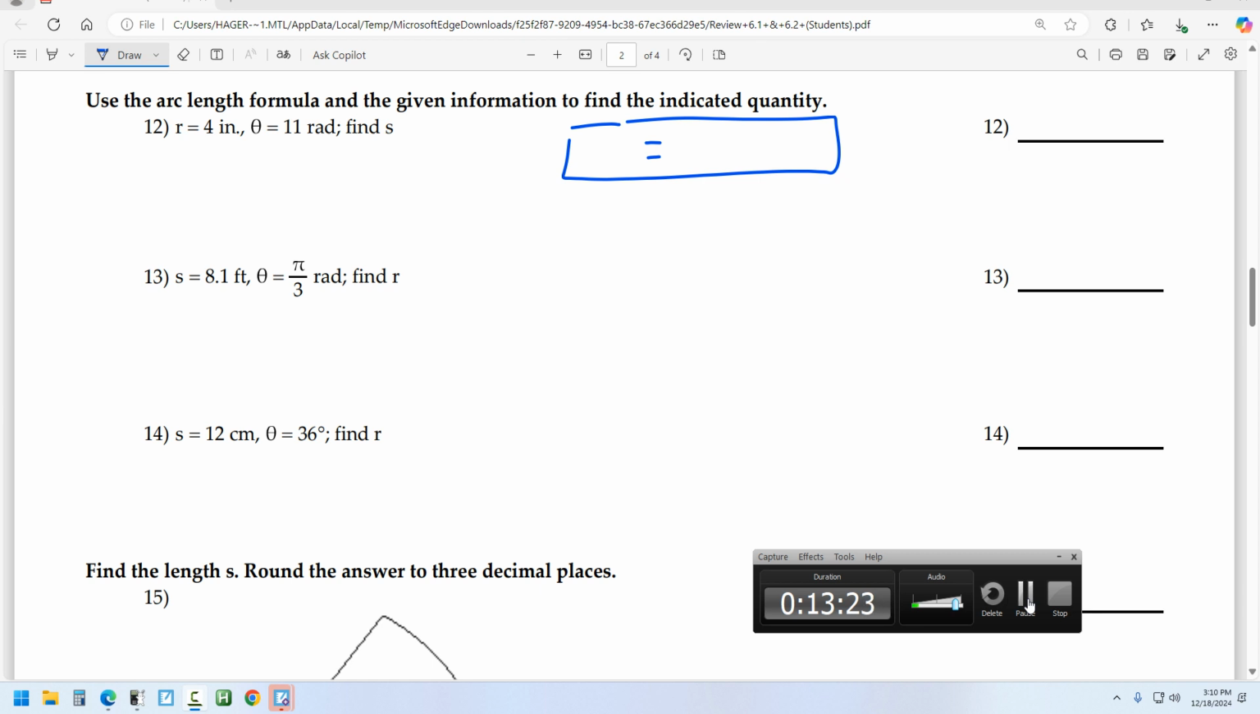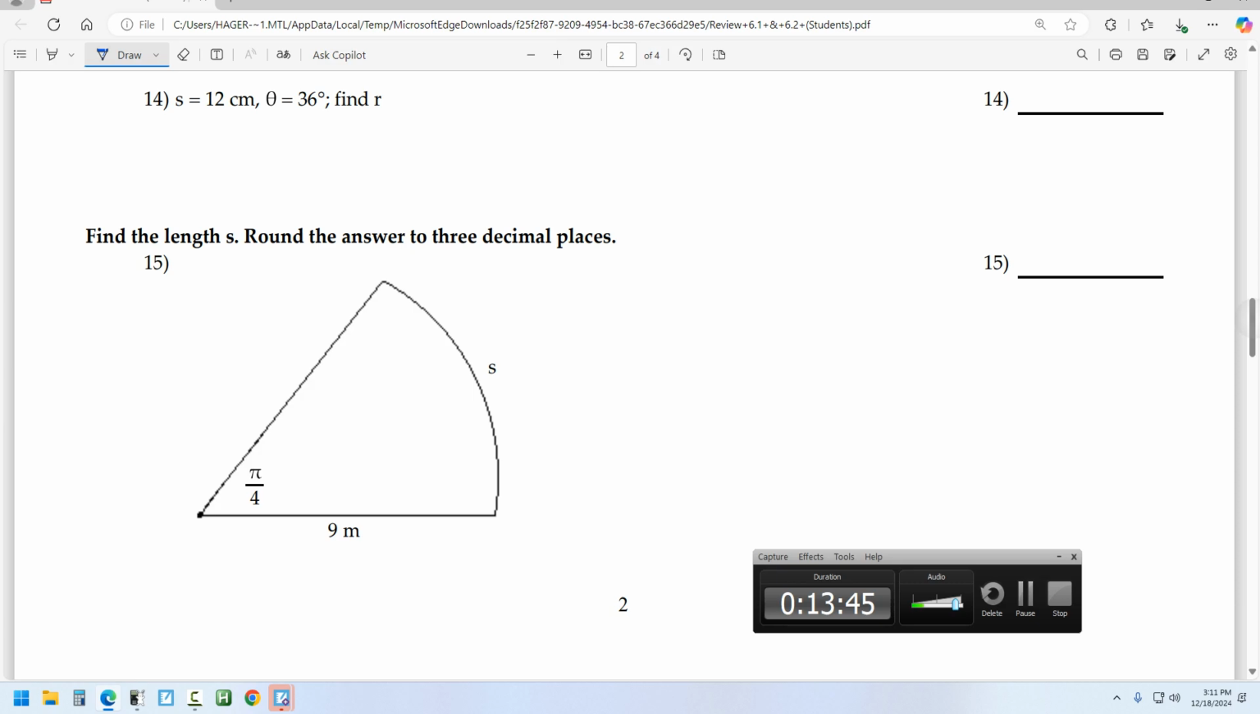Okay, so S equals radius times theta. Yes. And the idea is you're going to be given 2 out of 3 of those variables, and you have to solve for the third one. So a couple different variations. Sometimes I'm having you find S. In some other problems, I'm having you find R. And then there's also a problem that's more of a picture where you're finding S.